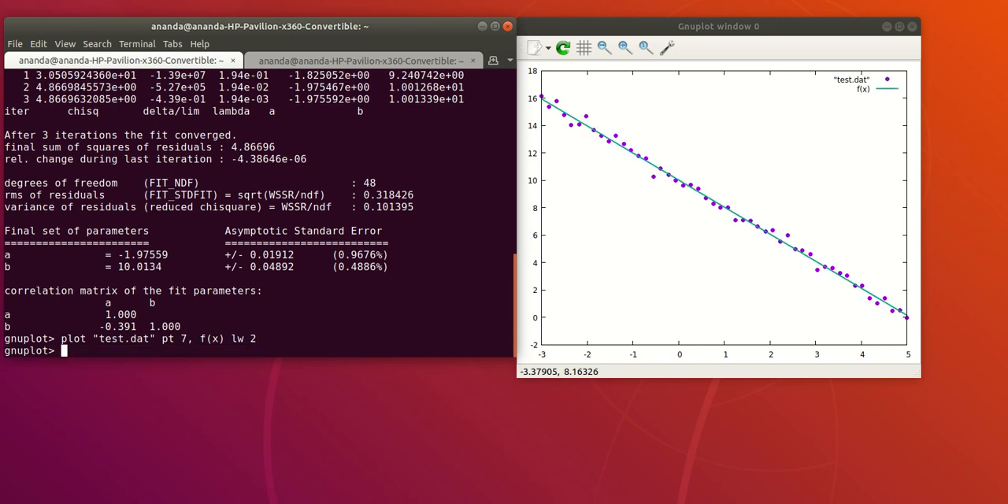And let's see what happens. This is what you get. These were the data points, and right down the middle, this looks like a wonderfully good fit. This is the straight line which describes the graph.